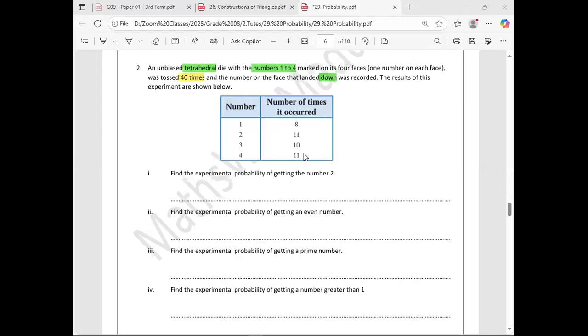Equation that I have explained to you, right? An unbiased tetrahedral die with the numbers 1 to 4 was tossed 40 times, and the face landed down was recorded. And this is the table that they have given to us, right?